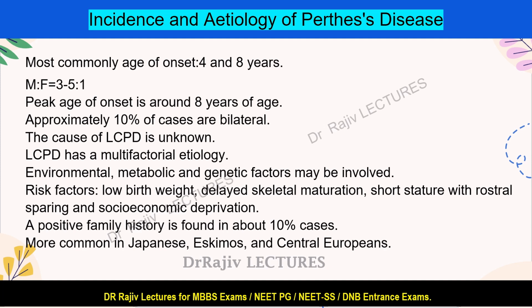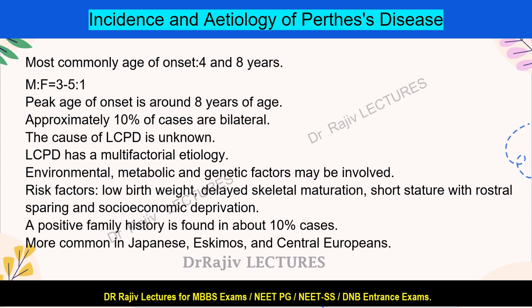Risk factors involved in the pathogenesis of Perthes disease could be low birth weight, delayed skeletal maturation, short stature with trunk sparing, and last but not the least, socioeconomic deprivation. The condition may be associated with genitourinary tract abnormalities, inguinal hernia, and minor congenital abnormalities. Epidemiological studies reveal a positive family history in about 10% of cases. There is a high association of breech or transverse lie in mothers of affected children.